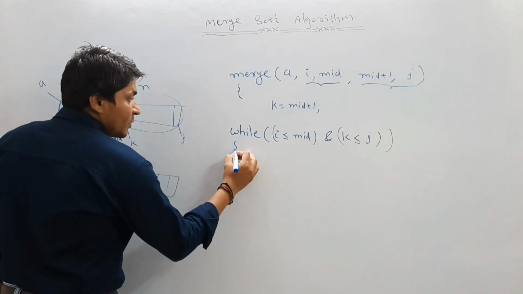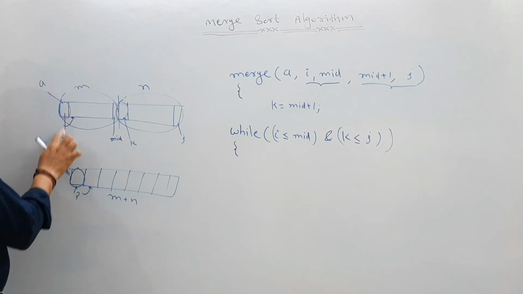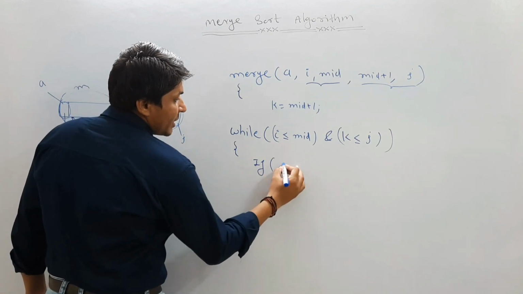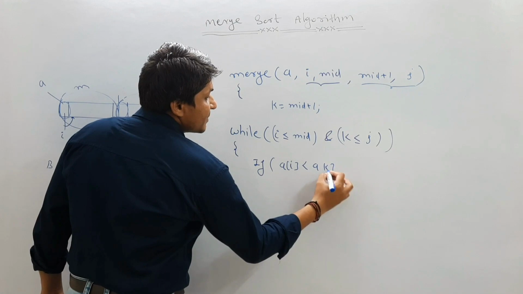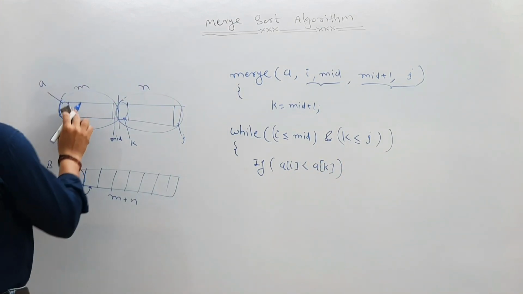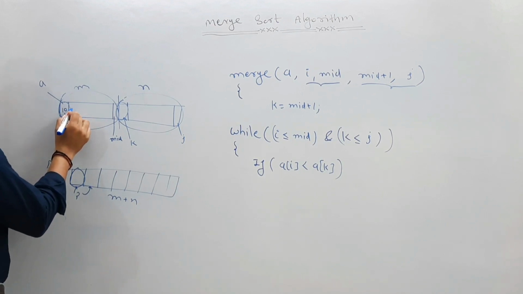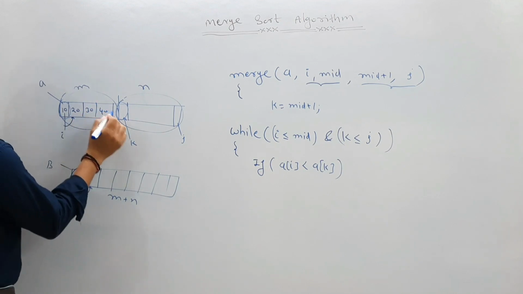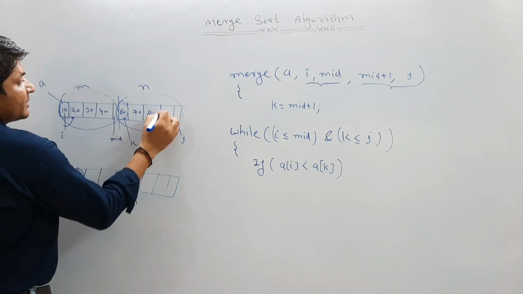Now we are comparing the first elements, that is, a of i with a of k. If a of i less than a of k. Let's suppose this is the situation. Let me take some elements. Let's say this is 10, 20, 30, 40, and this is 60, 70, 80, 90.